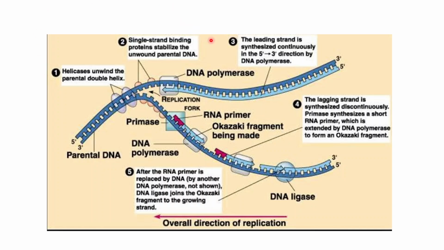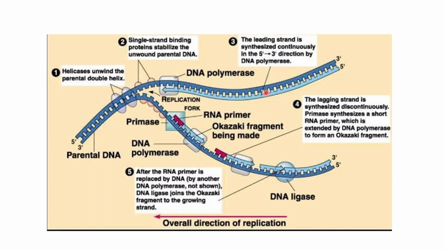Okay, so now the third step is the synthesis of this DNA in the leading strand. There are two strands. First you have to remember that during the replication, the DNA will always be synthesized from 5 prime to 3 prime, but it can be synthesized continuously or it can be synthesized discontinuously.